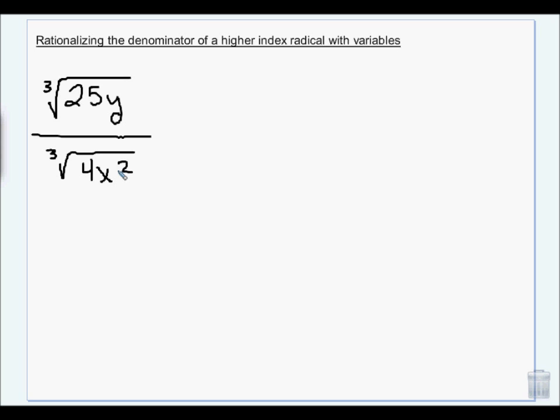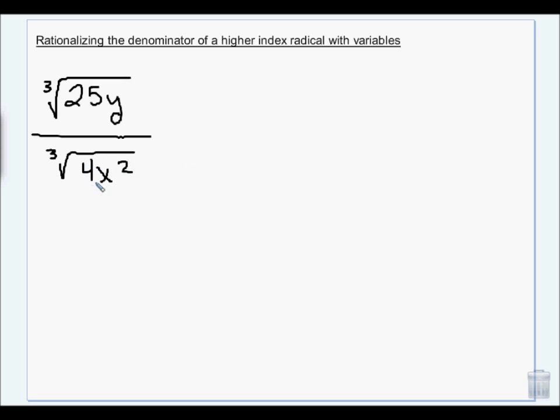Now when I had a square root times a square root, they cancel each other out. If I have a cube root, I can't just multiply times the cube root, because all I've done is squared it. It won't cancel out. There are two ways to go about this.